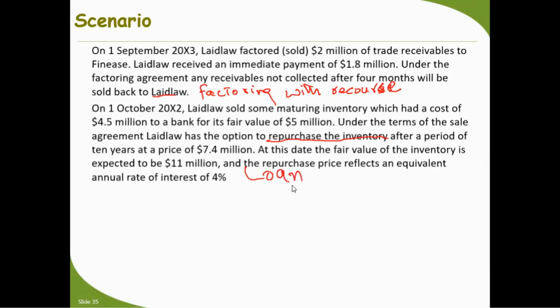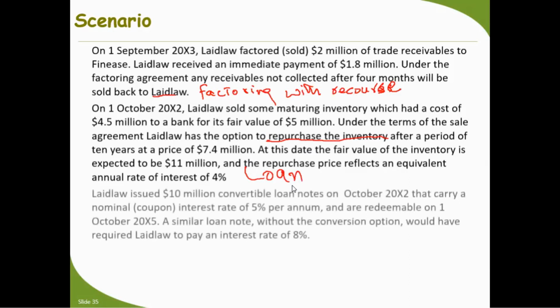That is an important thing. In the third case, Laidlaw issued $10 million convertible loan notes on October 20x2 that carry a nominal coupon interest rate of 5% and are redeemable on 1st October 2005. A similar loan note without conversion option would have required Laidlaw to pay an interest rate of 8%. This is the effective rate.